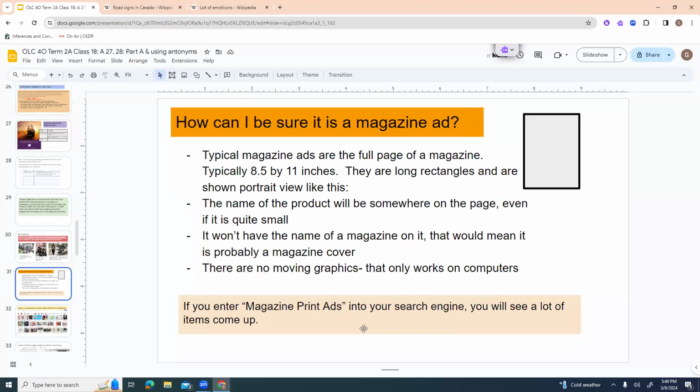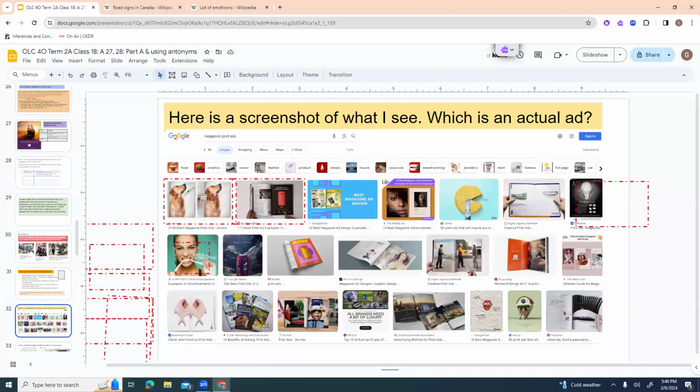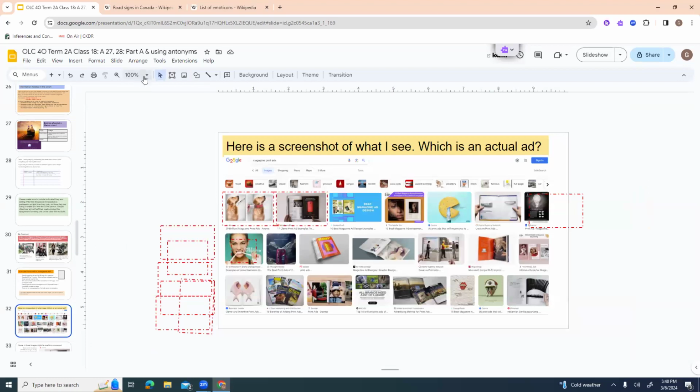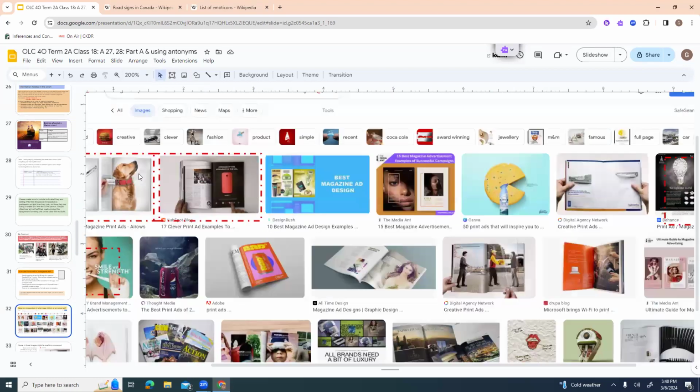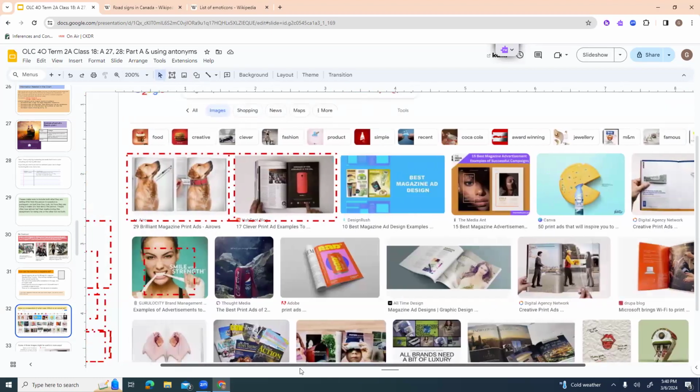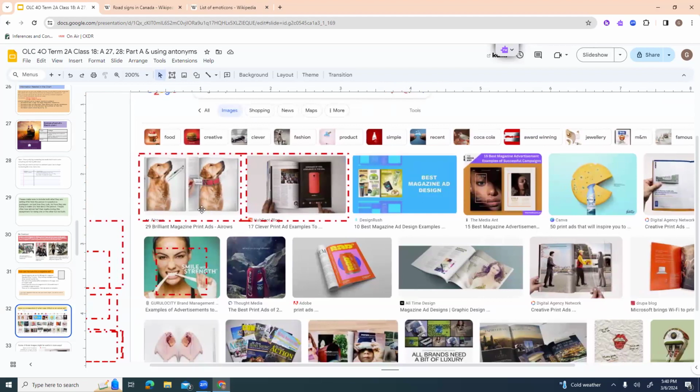If you enter magazine print ads, especially the word print, you're going to see a whole lot of items come up. So here's an example of what I got. But again, like I said, not all of these are ads. Here it says 29 brilliant magazine print ads. I think these are both print ads.